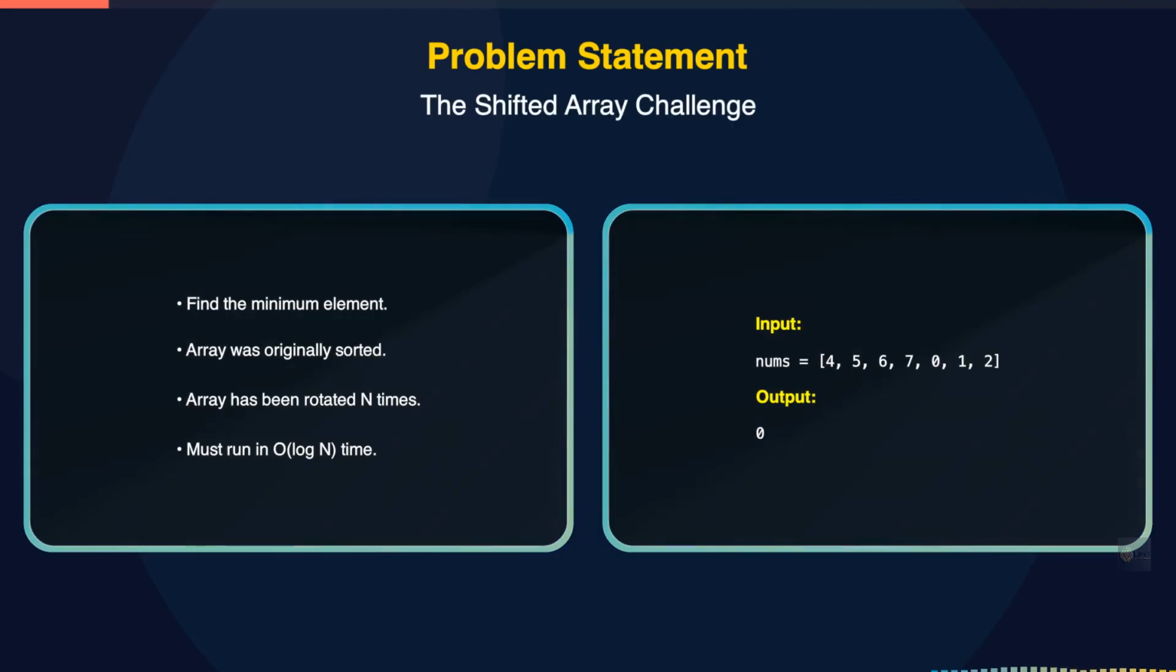We are given an array of length n that was originally sorted in ascending order, but then rotated between 1 and n times. Our goal is to find the minimum element in this array in O(log n) time. This means a simple linear scan is out of the question. We must use the sorted nature of the array, even if it has been shifted.